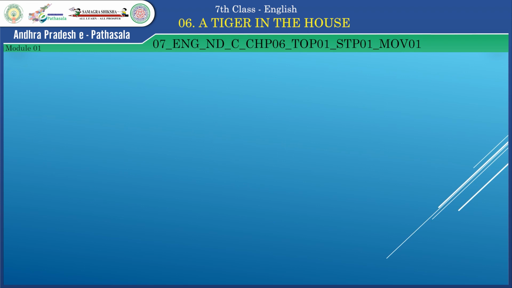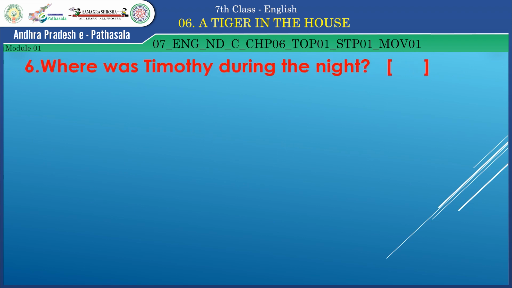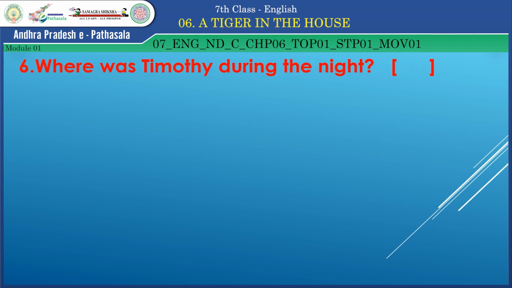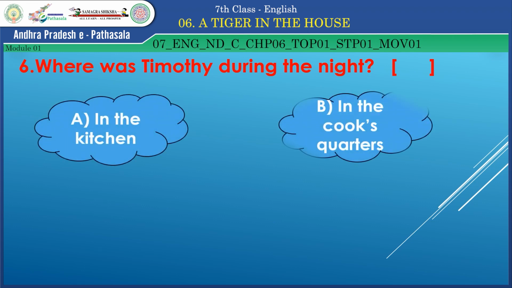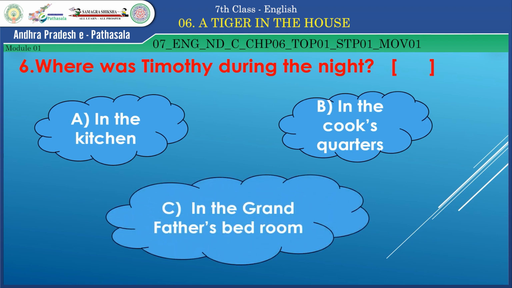Question number 6. Where was Timothy during the night? Option A, in the kitchen. Option B, in the cook's quarters. Option C, in the grandfather's bedroom. Can you say the answer? Yes, you are absolutely right. The answer is option B.